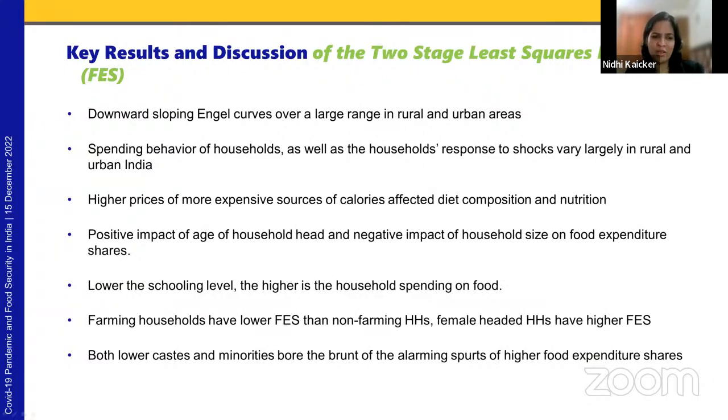Finally, both lower caste and religious minorities bore the brunt of alarming spurts of higher food expenditure shares. So to summarize, our findings indicate a spurt in food expenditure shares during the lockdowns, with some reversal once the lockdowns were lifted, but not to the pre-pandemic levels. And because food expenditure shares are a crucial measure of the standard of living, these results are alarming, and especially because of the heterogeneity in response based on very critical household characteristics such as education levels, gender of the household head, and social and religious groups to which a household belongs.